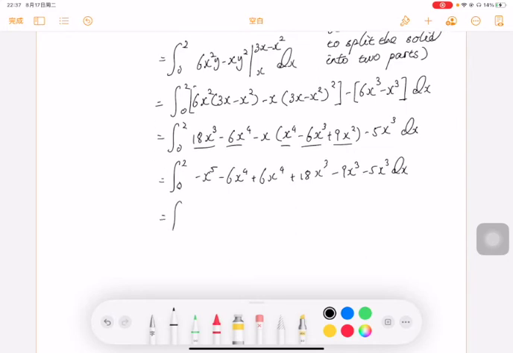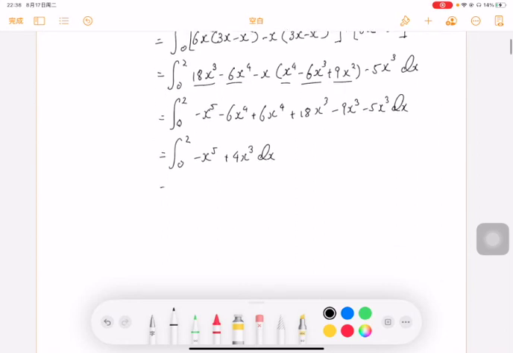Again, this is the integral from 0 to 2 of minus x to the fifth, minus 6 plus 6 cancel out, 18 minus 9 minus 5, we get plus 4x cubed. All right, the antiderivative of this is x minus x to the sixth over 6 plus x to the fourth, evaluated from 0 to 2.